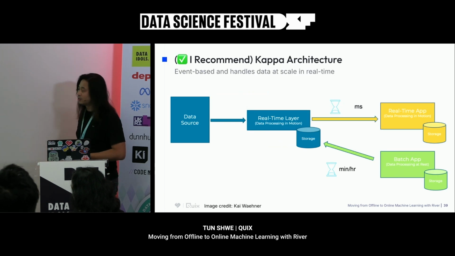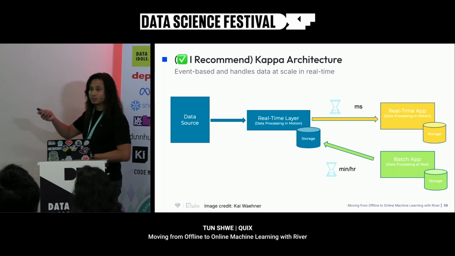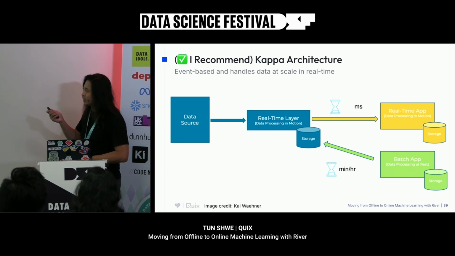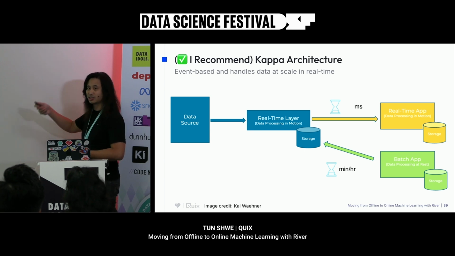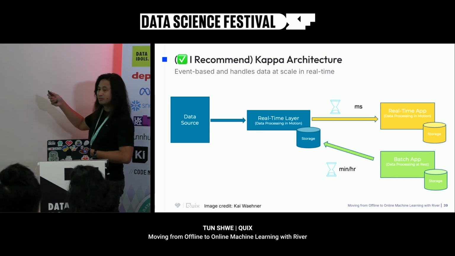And this is the one that I do recommend. It's one called Kappa architecture. It's when you take that data source and it just comes in and you have a real-time layer. But what you do is you sync or write that data to a storage. And then you have this concept of a real-time app that's always processing that data as a stream and then storing it in its own way.